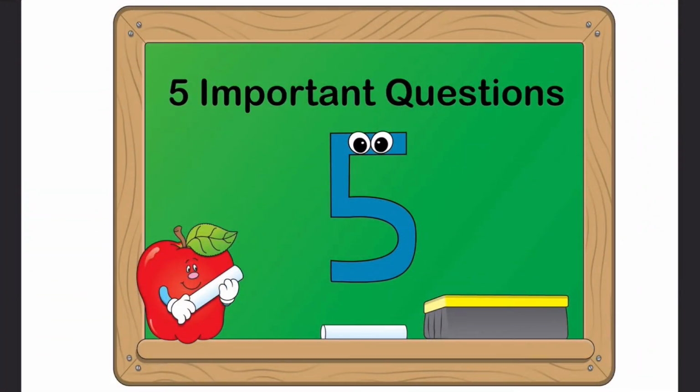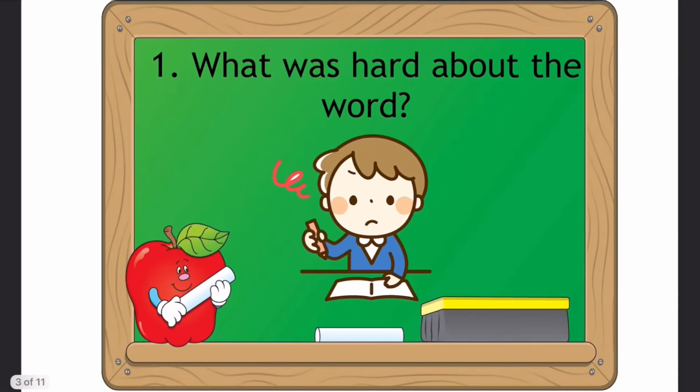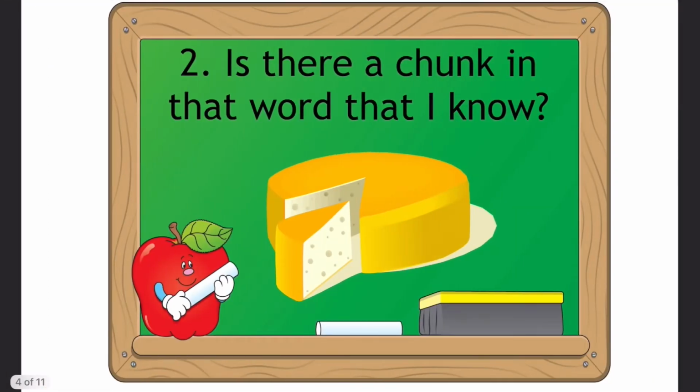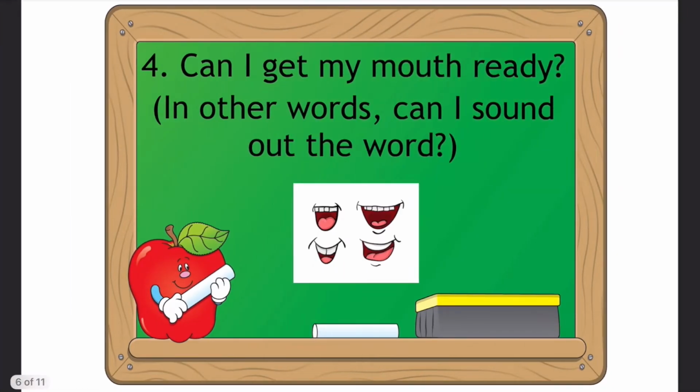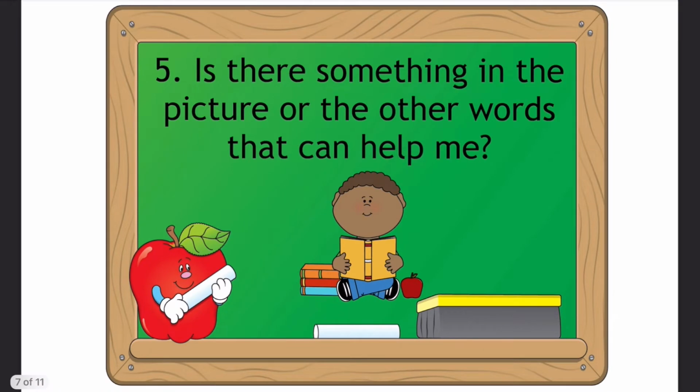The 5 important questions that we should ask when we come across a word that we do not know are: Number 1, what was hard about the word? Number 2, is there a chunk in that word that I know? Number 3, do I know a word like that? Number 4, can I get my mouth ready? In other words, can I sound out the word? And lastly, number 5, is there something in the picture or the other words that can help me?